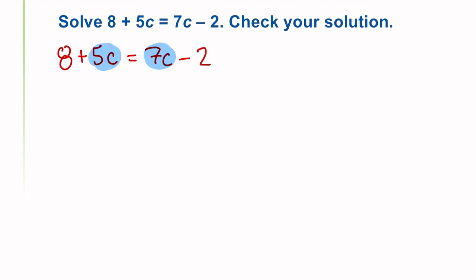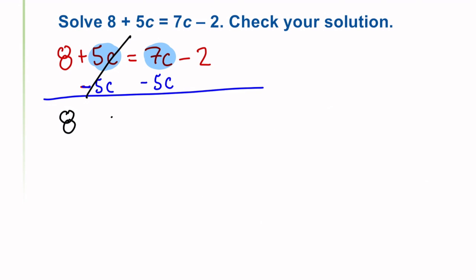So that means that I'm going to subtract 5c on both sides, because the 5 is positive. So 5c minus 5c here and minus 5c on the other side. Then I'm going to cross out the 5c's because 5c minus 5c equals 0, but I'll bring down the 8 because I haven't used the 8. So 8 equals, then 7c minus 5c we have 2c, and then minus 2.